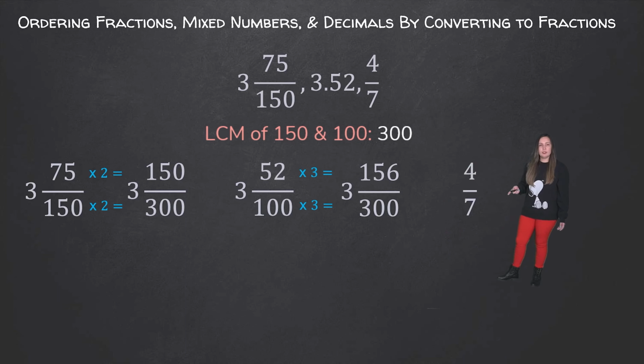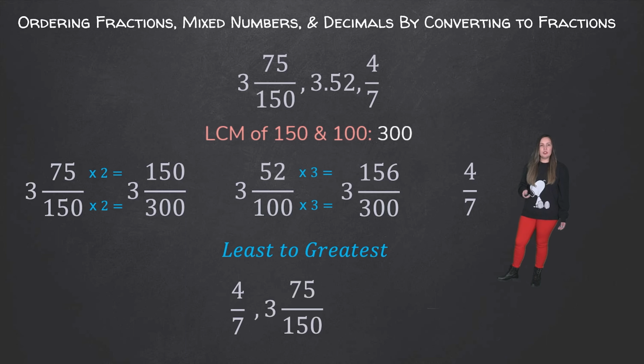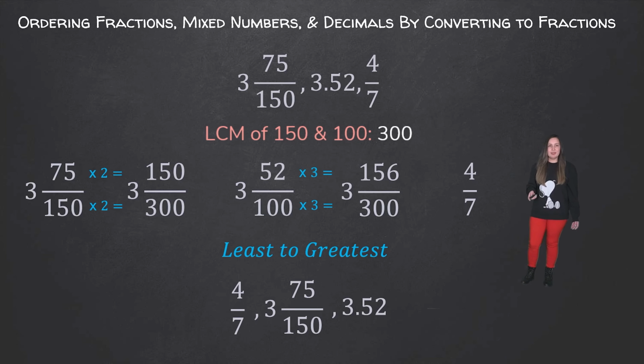Finally, we have 4 over 7. And because it doesn't have a whole number, we automatically know that this one is going to be our smallest number. And so then we have 3 and 150 over 300, and 3 and 156 over 300, making 3 and 150 over 300 the next value, which is equivalent to 3 and 75 over 150. And then finally, we have 3 and 52 hundredths being our largest number. And that's it for ordering fractions, mixed numbers, and decimals by converting to fractions.